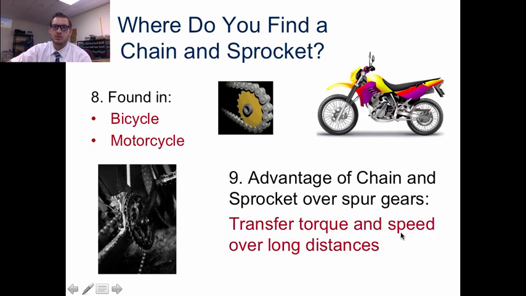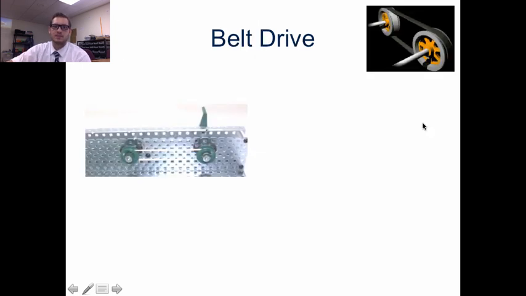Motorcycles, bicycles. Okay. Advantages of chains. Transfer torque and speed over a long distance. Think about all the number of gears you'd have to have. Here's another advantage. The motorcycle's rear gear is able to go up and down with the shocks to absorb shock. And what that does is the chain allows it to move freely while still maintaining power on it.